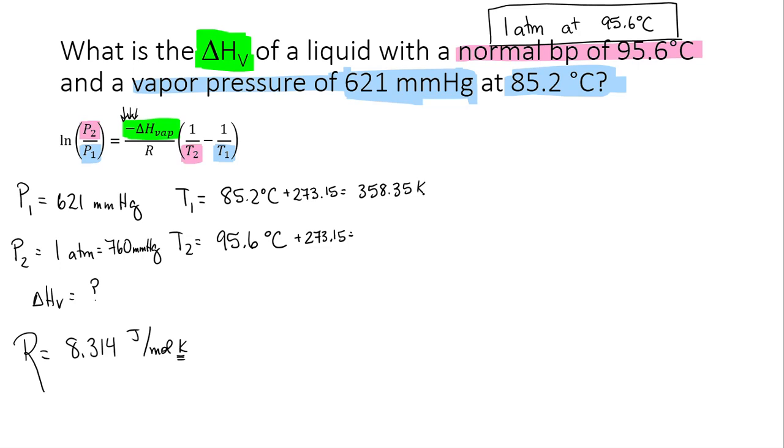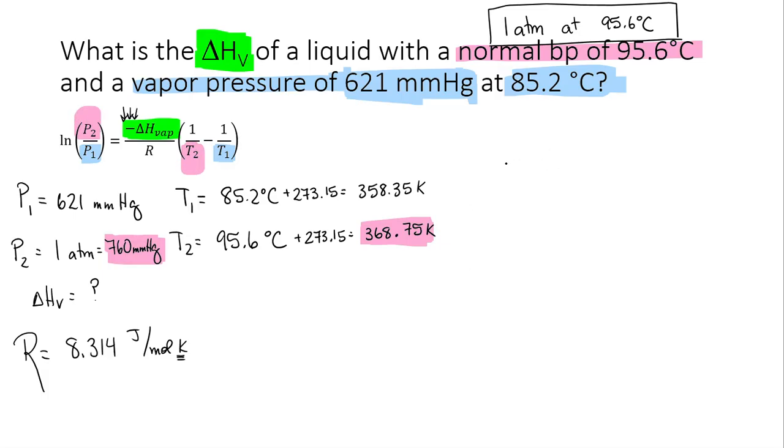95.6 plus 273.15, 368.75. All right, that's all I need. I can start plugging things in. I'm going to just color code this. P2 is 760. T2 is 368. Whatever is on the top part has to go in the front part.